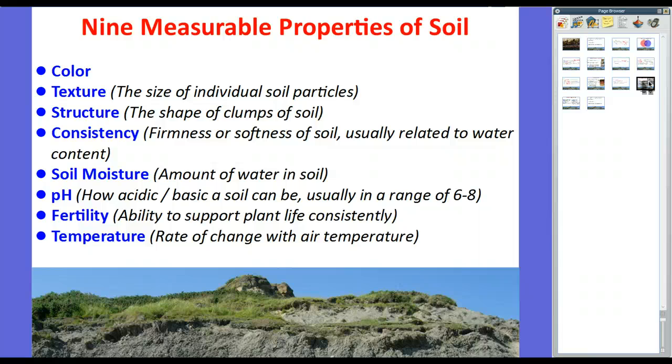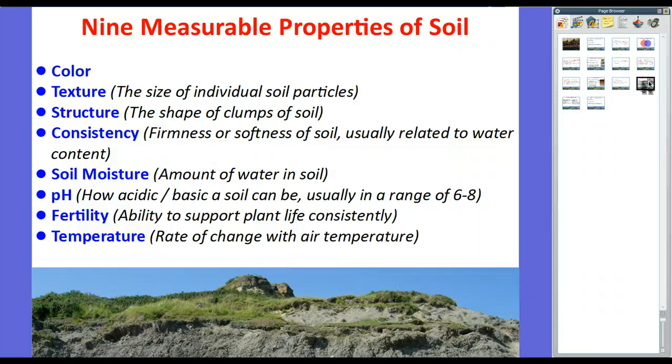pH, or how acidic or basic a soil can be. Usually the pH of soil runs between a 6 and an 8. So it's just a little bit acidic, a little bit basic. But with a lot of acid rain from chemical weathering, things like that, the pH might be pushed lower, which hurts or harms plant life.